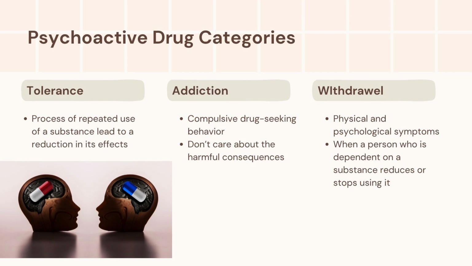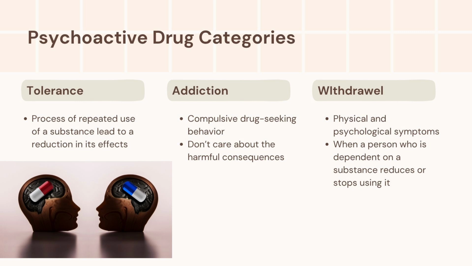And addiction is compulsive drug-seeking behavior. People who have an addiction usually don't care about the harmful consequences. People are going to steal, sell drugs, kill people, or maybe go to jail because of the addiction. They cannot control themselves. I think this is a part of the psychological symptoms.